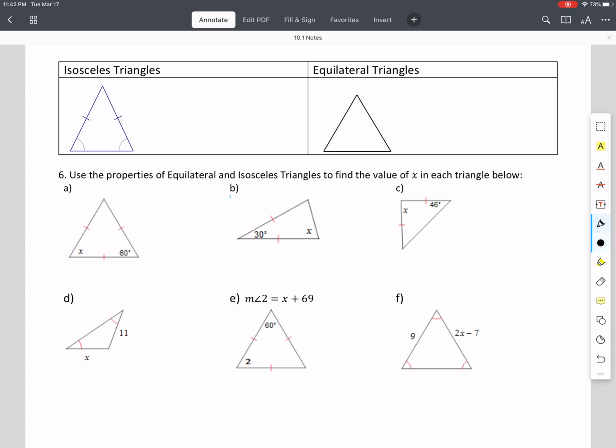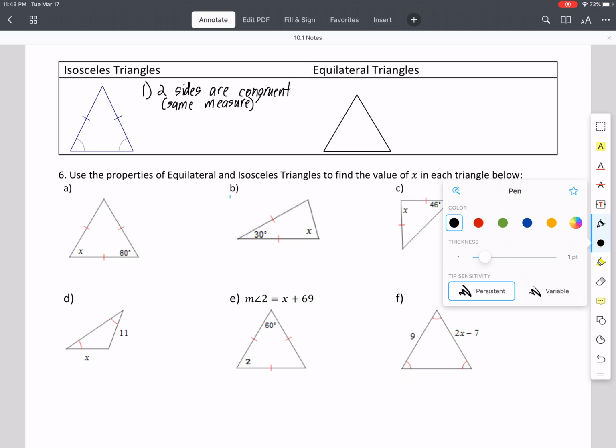So an isosceles triangle is one that has two things. One, two sides are congruent, or two sides are the same measure. And the way we mark that normally for triangles is just by putting this line here. So wherever you see sides that have that line, it means that they are the same measure.